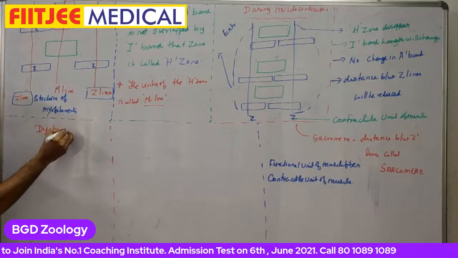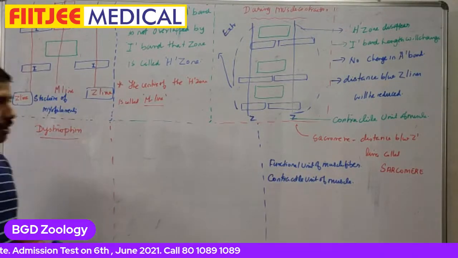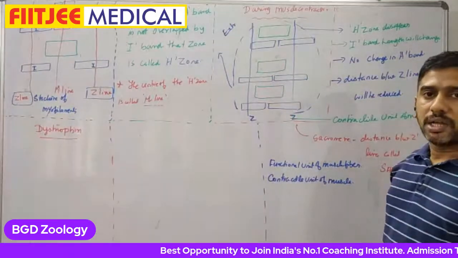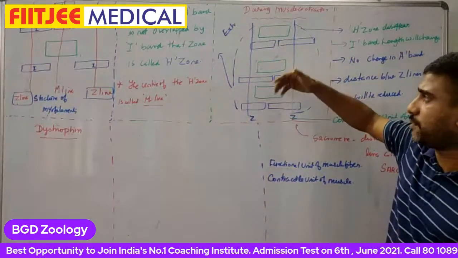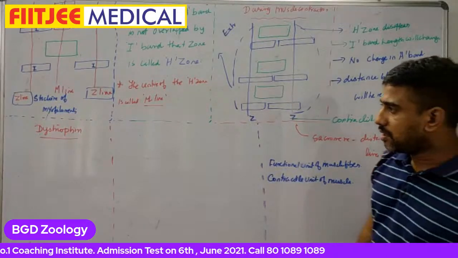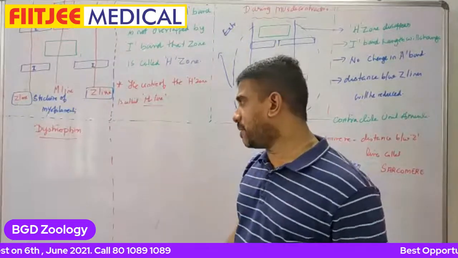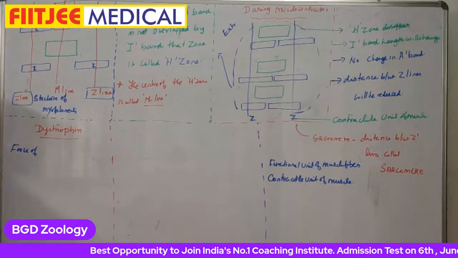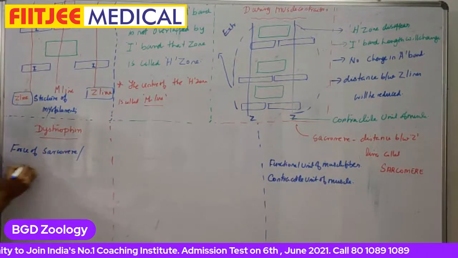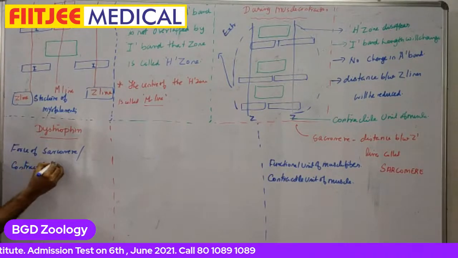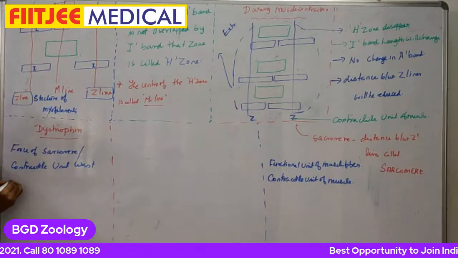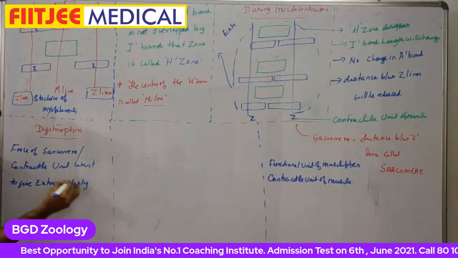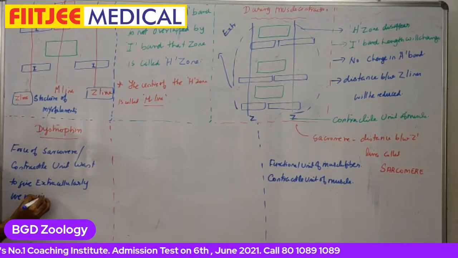So listen, everybody listen. What is the importance of a protein called dystrophin? Let me speak about it. Whatever contractile force is brought by this sarcomere, if you want to give it extracellularly, that means outside the muscle fibers, we require a protein called dystrophin. So let me write about the dystrophin. What is the function of the dystrophin? If the force of the sarcomere, or contractile unit, wants to be given extracellularly, we require dystrophin.